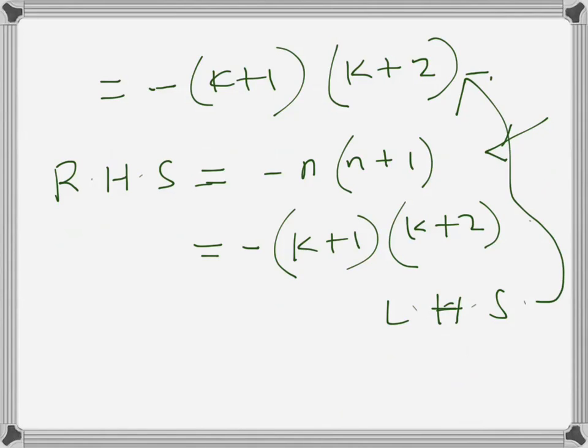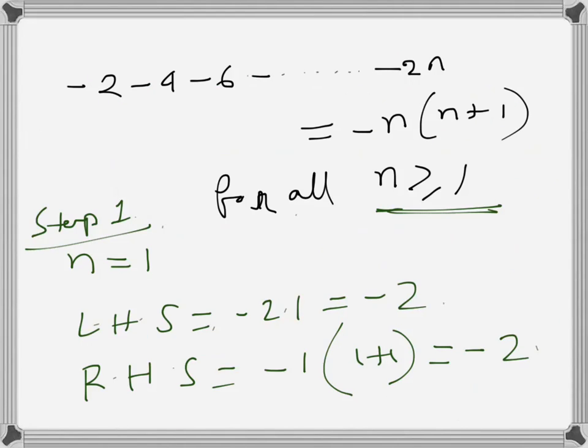The left hand side is equal to the right hand side for n equal to k plus 1 when it holds for n equal to k, with the assumption that when n is equal to k the relationship is true. So basically with these steps we have shown that the relationship is true using mathematical induction.